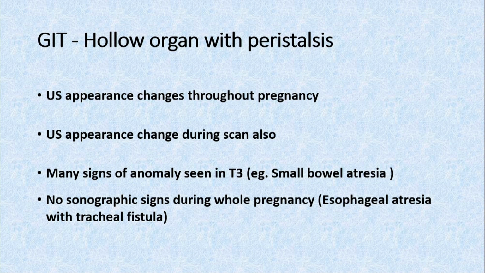They are basically that the appearance changes throughout the pregnancy. The appearance will change during the scan also. Many signs of the anomaly can be seen in the 3rd trimester, like the bowel atresias, and there can be no sonographic sign during the whole of the pregnancy in spite of the patient having some anomaly. The commonest which we encounter are the esophageal atresias with TE fistula. All these things we need to be aware of, and also during our counseling.